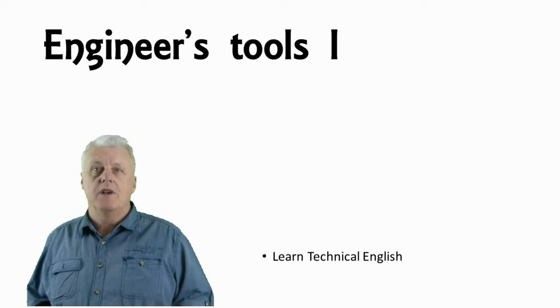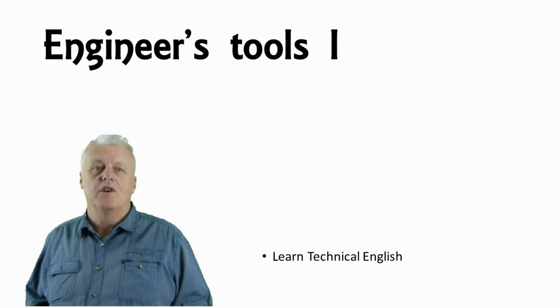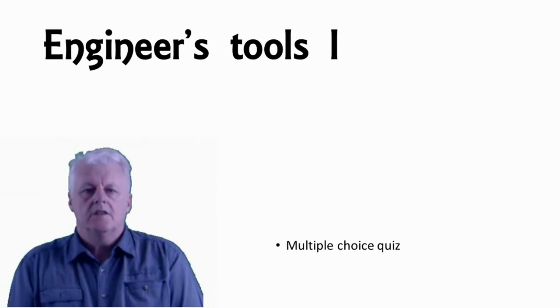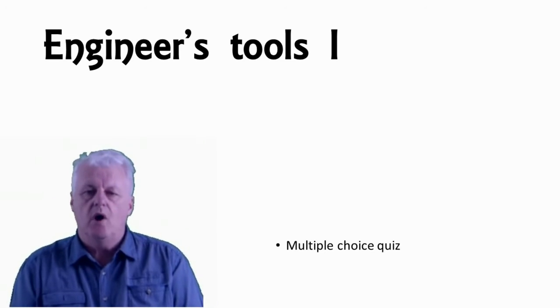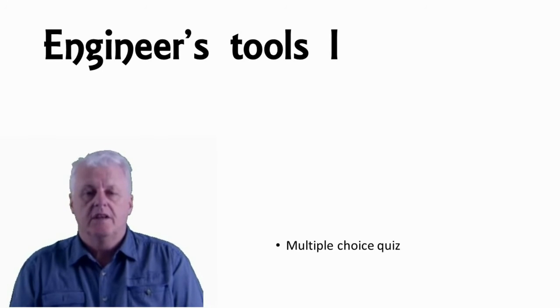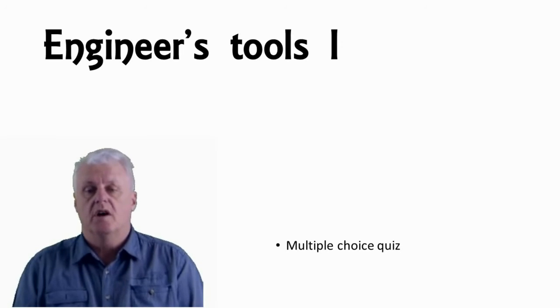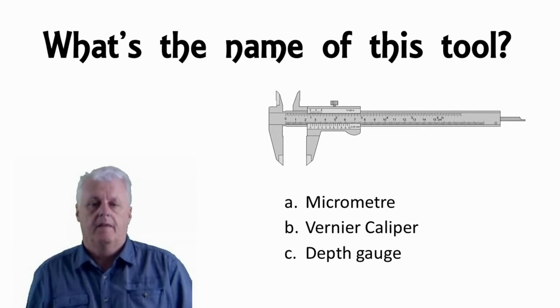Stay tuned because the video will now give you a multi-choice quiz so you can test to see what you've learned or can remember. So, welcome to Engineering Tools Part 1, multiple choice quiz. This is where I'll show you a picture and ask you what the tool is. You'll have a choice of 3. Before the answer is given, there is a short pause, but if you need more time, of course, pause the video. What's the name of this tool? Micrometer, vernier caliper, depth gauge.